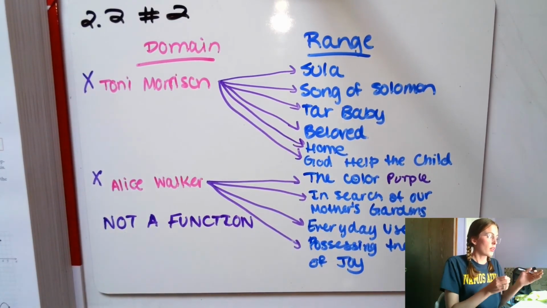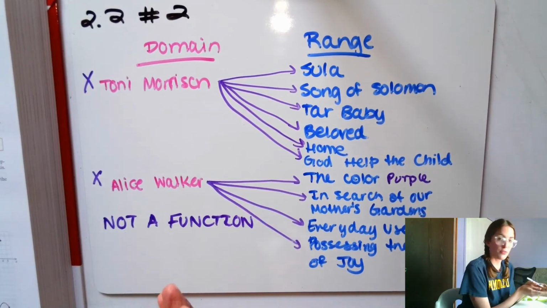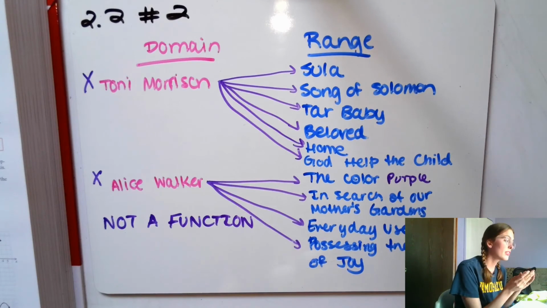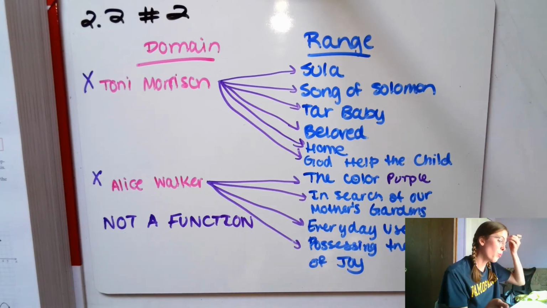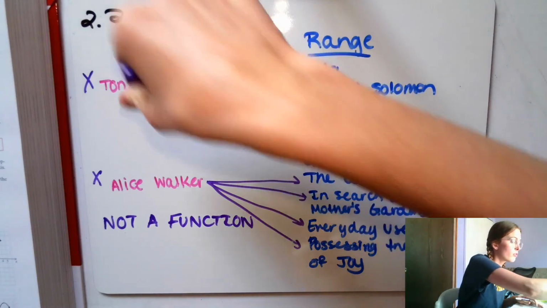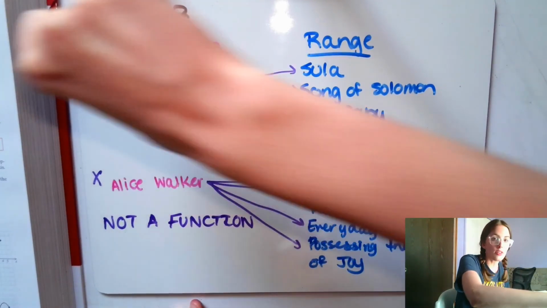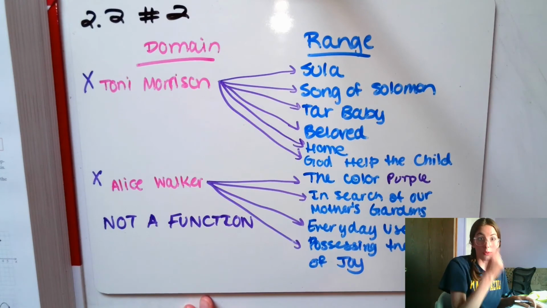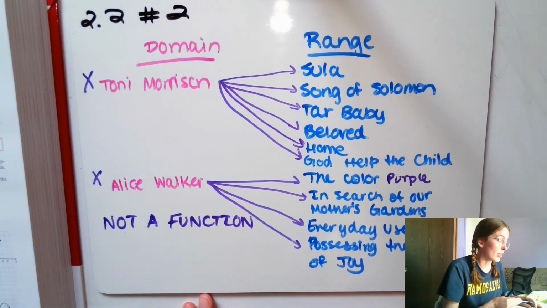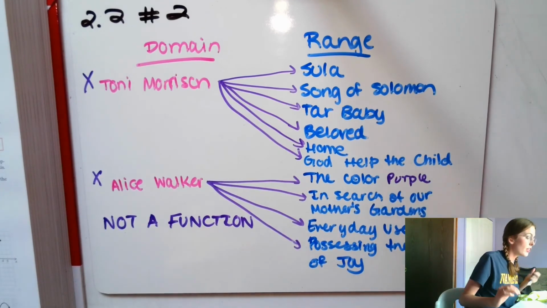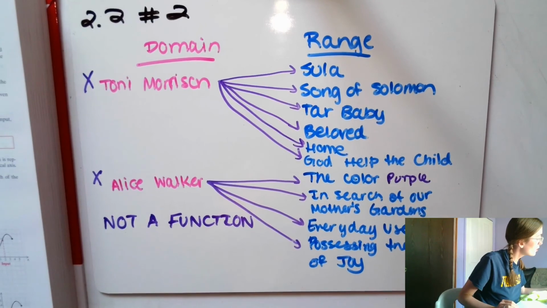Well, because for each possible value of the input, at least for a lot of best-selling authors, they've written more than one book. So for each possible value of the input, there's not necessarily exactly one value for the output. There could likely be more than one value for the output. So not a function. So that's it for example number 2, it looks like.